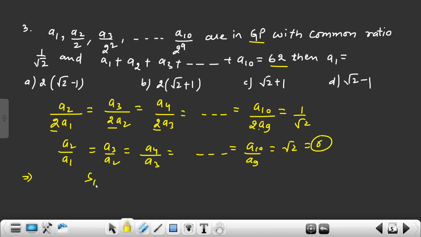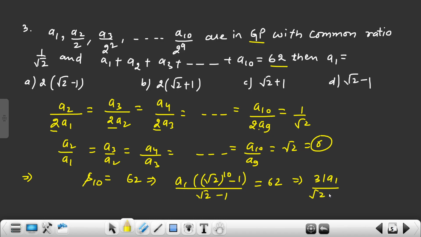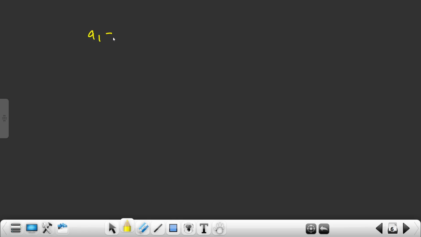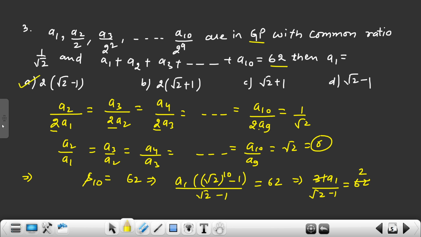Now the sum of 10 terms is 62. It is in GP, so A1 with common ratio root 2 and the number of terms 10. So A1 times root 2 power 10 minus 1 by root 2 minus 1. This value is given as 62. Now root 2 power 10 is 2 power 5, right? 2 power 5 is 32. 32 minus 1 is 31. So 31 A1 by root 2 minus 1, and this gets cancelled with 31. So what is the A1 value? 2 times root 2 minus 1, right? This is A1, 2 times root 2 minus 1. So the first option is the correct option.